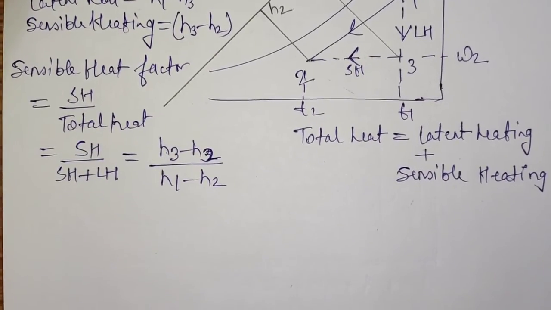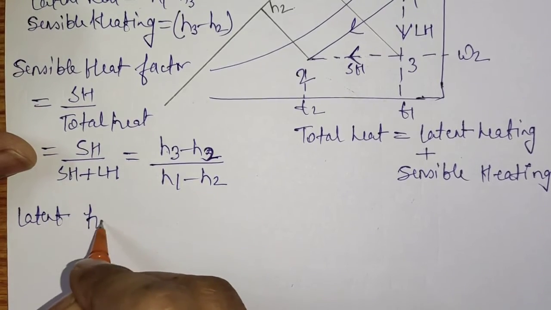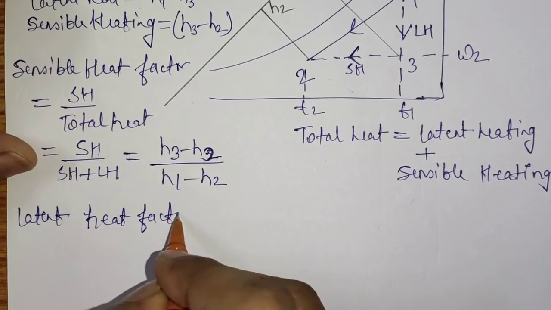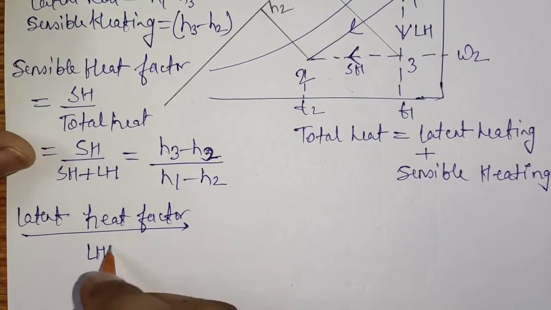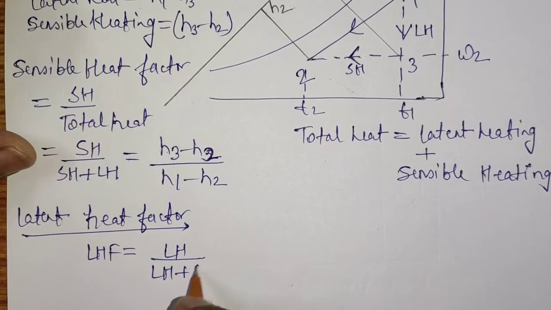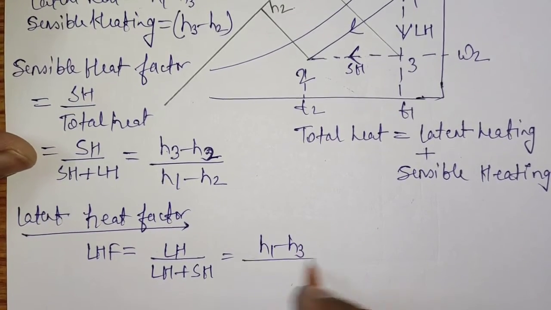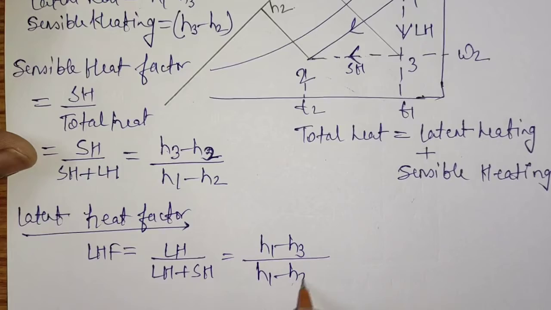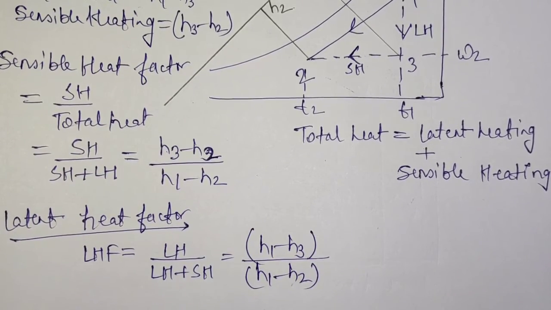Similarly, latent heat factor can also be written. Latent heat factor is the ratio of latent heat to the total heat, which is sum of latent heat plus sensible heat. Hence it is H1 minus H3 upon H1 minus H2. So these are the two factors, latent heat factor and sensible heat factor, that are important to study.